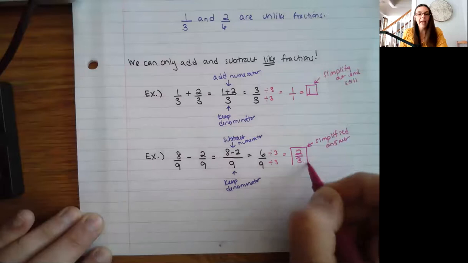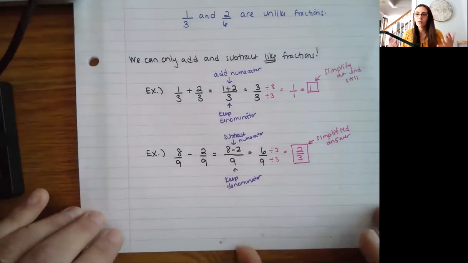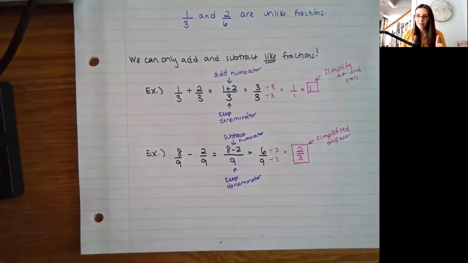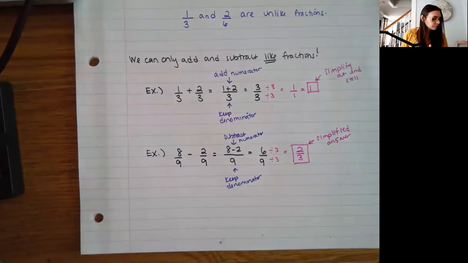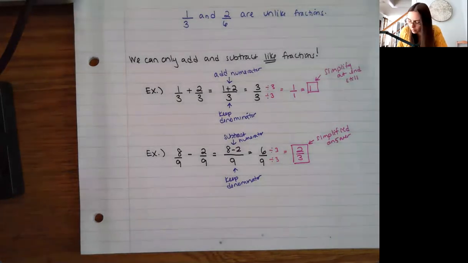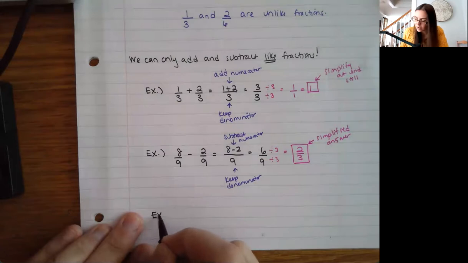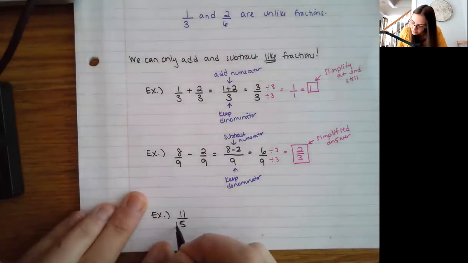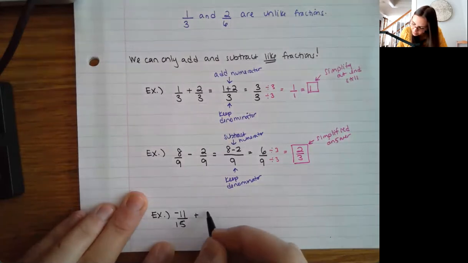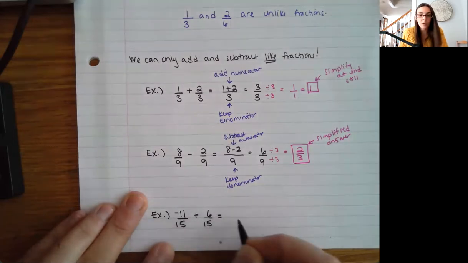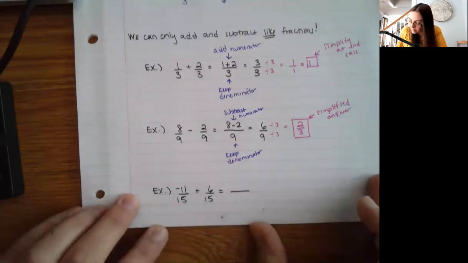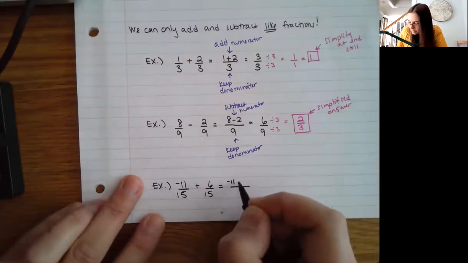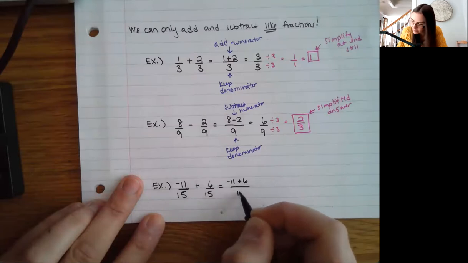Okay, so once we have those like fractions, it's very quick to add or subtract them. We just keep the denominator the same, add or subtract the numerator, and then simplify at the end. And of course, you can work with negatives as well here. So just to do maybe one more or two more examples. If I have something like negative 11/15 plus 6/15, well, you're just going to apply your sign rules. So I have negative 11 plus positive 6 in the numerator, and the 15 stays the same.